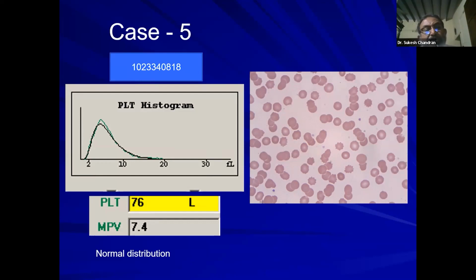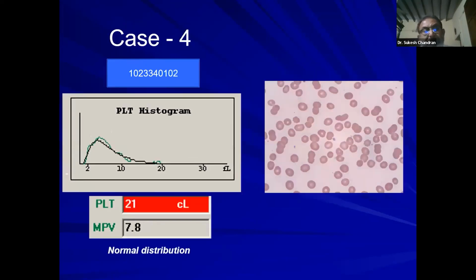Now, if you look at the distribution of the platelets, it is a normal distribution, because most of the distribution is less than 10 femtoliters. There's hardly any events between 10 and 20 femtoliters. This patient doesn't even have large platelets. He doesn't have the regular platelet anisocytosis. So if I look at this histogram, I know that the platelet count is 76,000, even if I use the flow cytometry gold standard method, or look at the smear, it is not going to be more or less than 76,000. Here the platelet count is 21,000.